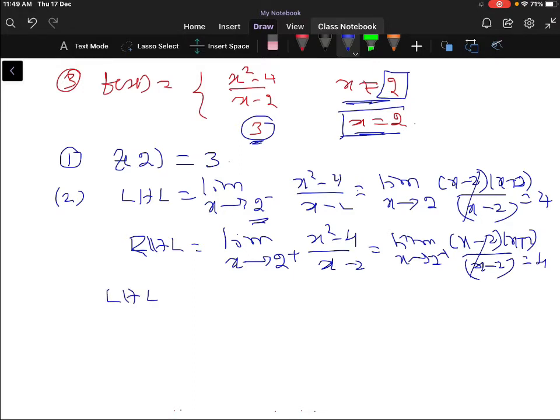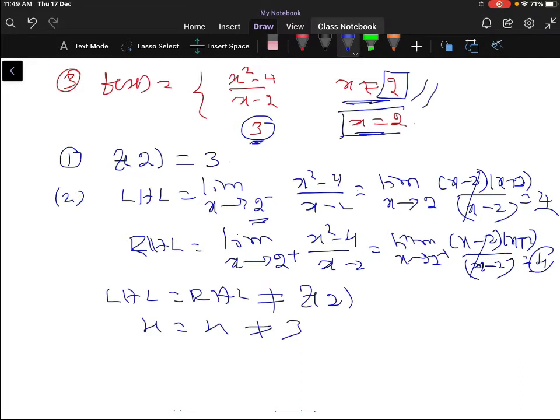Here left hand limit is same as right hand limit, but not equal to the function value at x equal to 2. So left hand limit is 4, right hand limit is also 4, and this is not equal to the function value at x equal to 2, that is 3. Therefore the function is not continuous at x equal to 2. Therefore the function is discontinuous at x equal to 2. This type of discontinuity we call a removable discontinuity. So instead of taking 3 at x equal to 2, if I take 4 here, the function is continuous at x equal to 2.